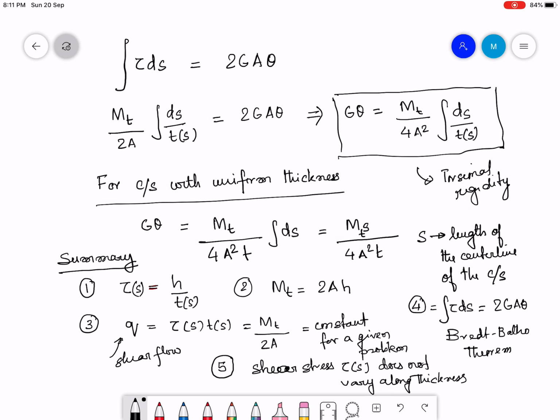With this, the module gets over. In the next module, we are going to solve certain problems on the torsion of thin wall closed cross section shafts. So thank you.